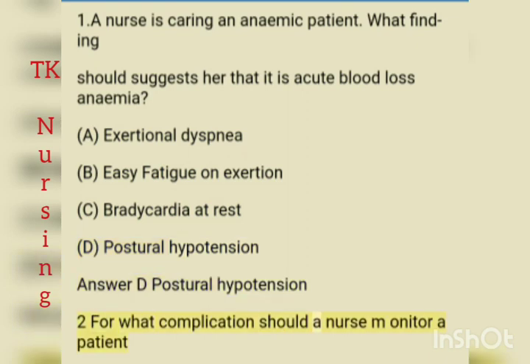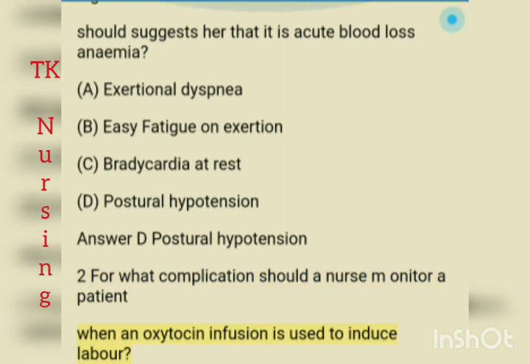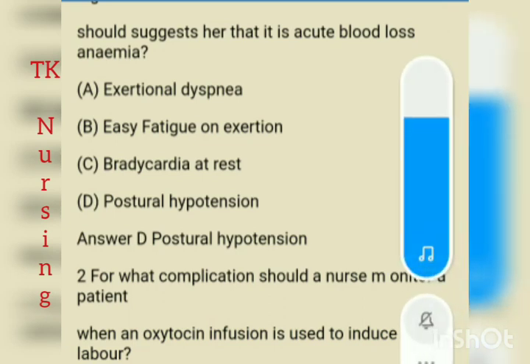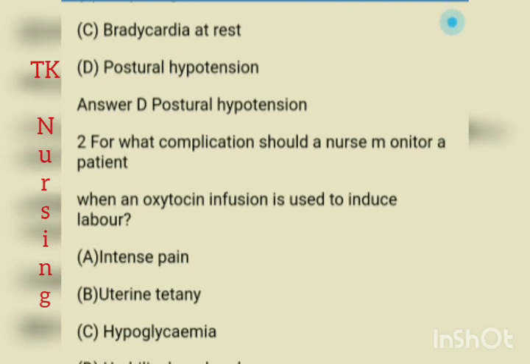2. For what complication should a nurse monitor a patient when an oxytocin infusion is used to induce labor? A. Intense pain. B. Uterine tetany. C. Hypoglycemia. D. Umbilical cord prolapse. Answer B. Uterine tetany.